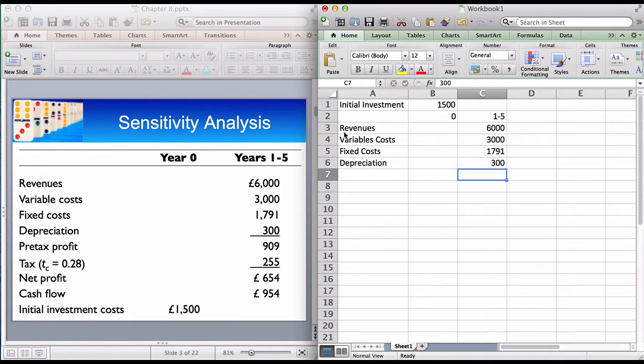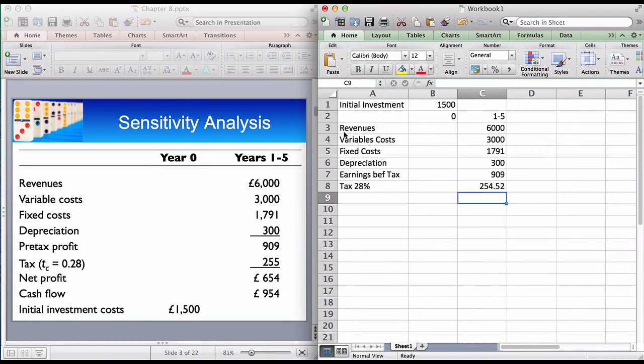Now, it's the same value from years 1 to 5, so it tells us right away that we're using straight line depreciation. From this, we can get our earnings before taxes, or profit before taxes, or pre-tax profit. How do we get that? Well, it's 6,000, that's the revenues, minus the sum of the costs. So we're given an earnings before tax of 909. We're now going to pay tax on that, and the tax rate is 28%.